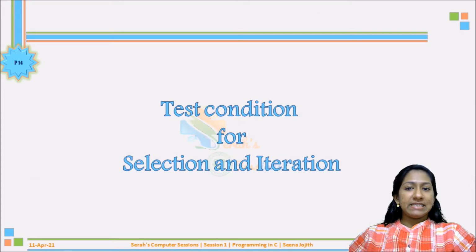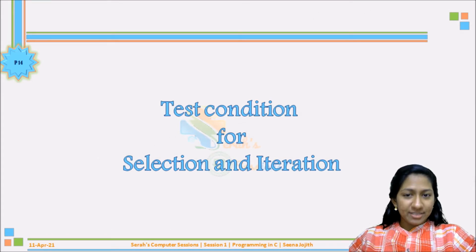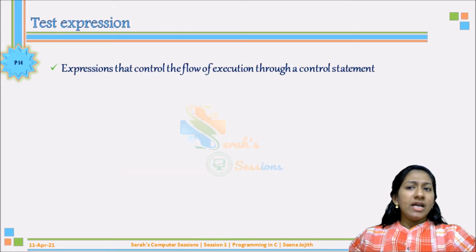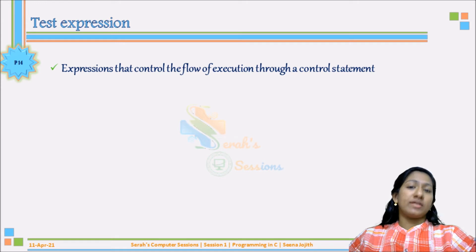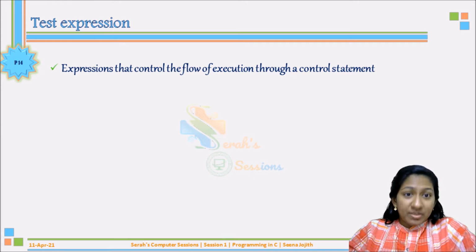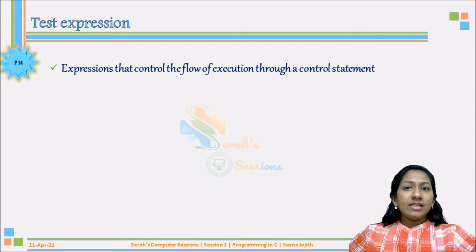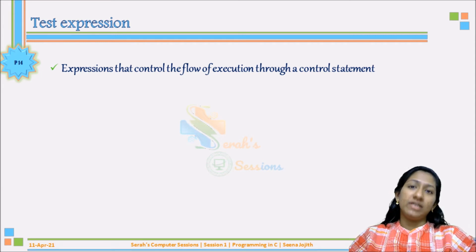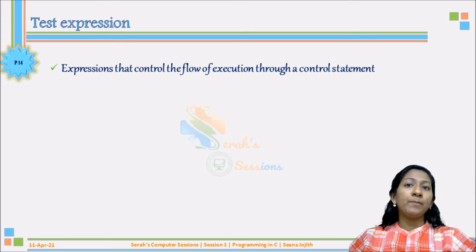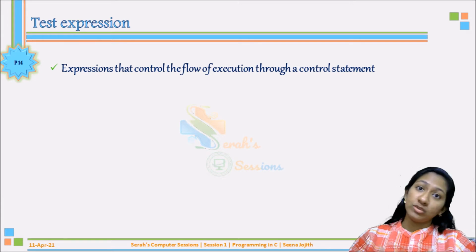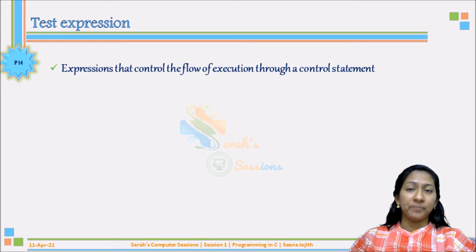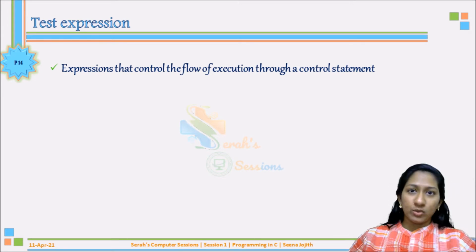So let's see what test expressions or test conditions are for selection and iteration. Expressions that control the flow of execution through a control statement are known as test expressions. In the last session, I had taken an example of a daily routine and explained the different sequences that are possible in a general daily routine of almost everyone, I mean, school or college going students.